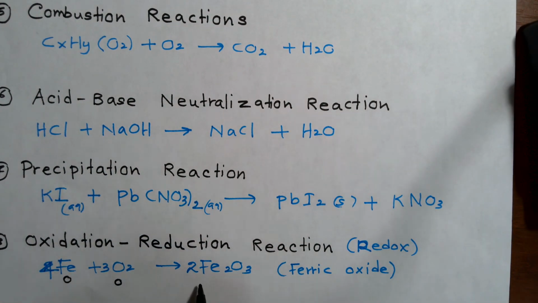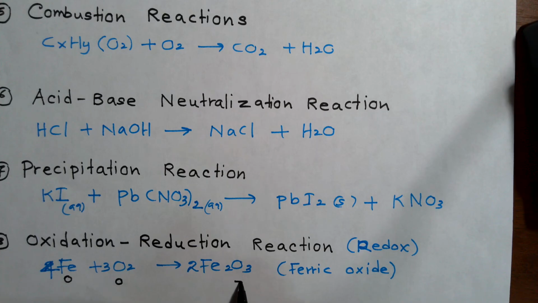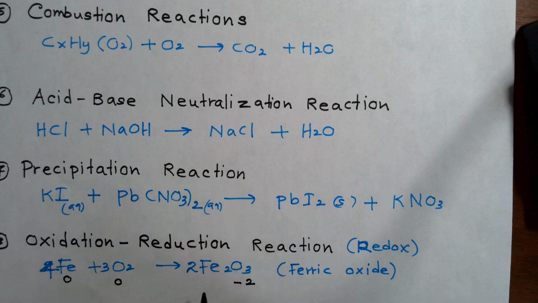Now let's see what the charge is on this compound. We all know oxygen always has a -2 charge. It forms oxide, -2. So if oxygen is -2, if you calculate, the iron ion charge should be +3. I'm not going to explain how we get the charge here. I will explain this oxidation number in a different video. Now after you mark the charges in the reactants and the products, let's see what's going on.